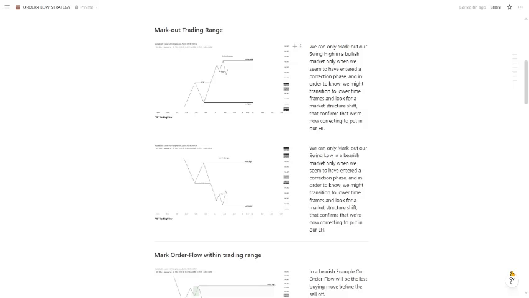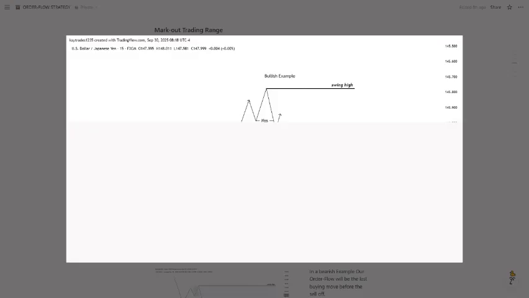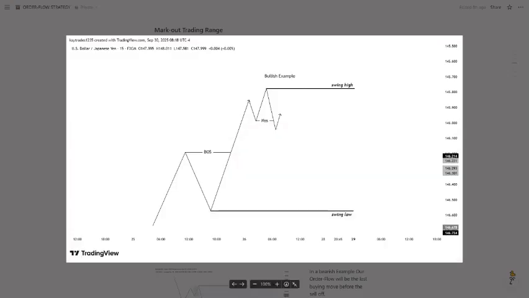So we can only mark out our swing high in a bullish market when we seem to have entered a correction phase, and in order to know this, we might transition to lower time frames and look for a market structure shift that confirms that we're now correcting to put in a higher low. So ideally this is our higher high or higher low. We're already creating a break of structure.